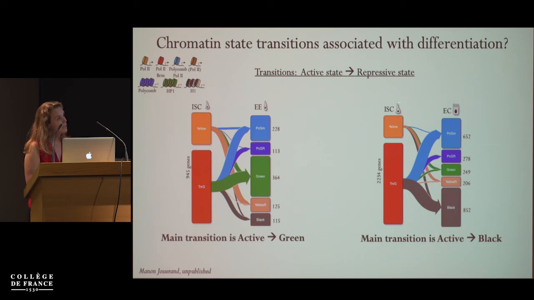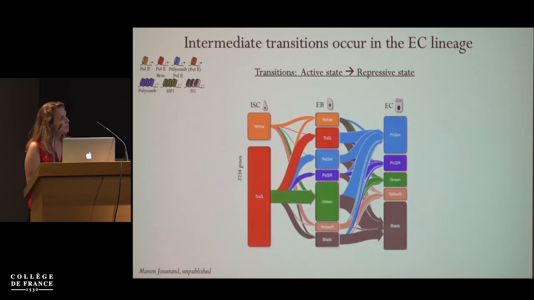But I also told you that in this lineage, we go from a stem cell to an enteroblast to an enterocyte. So what does this look like if we now put the enteroblast in the middle here? That was interesting because what we found is that a majority of the genes that go from this active state to a black state actually pass first through this green state. And we don't exactly know what that means. One possibility is that this change needs to be very rapid, and perhaps there needs to be a sort of K9 or HP1 associated chromatin that would be established before these genes would be shut off into this black state later in the lineage.